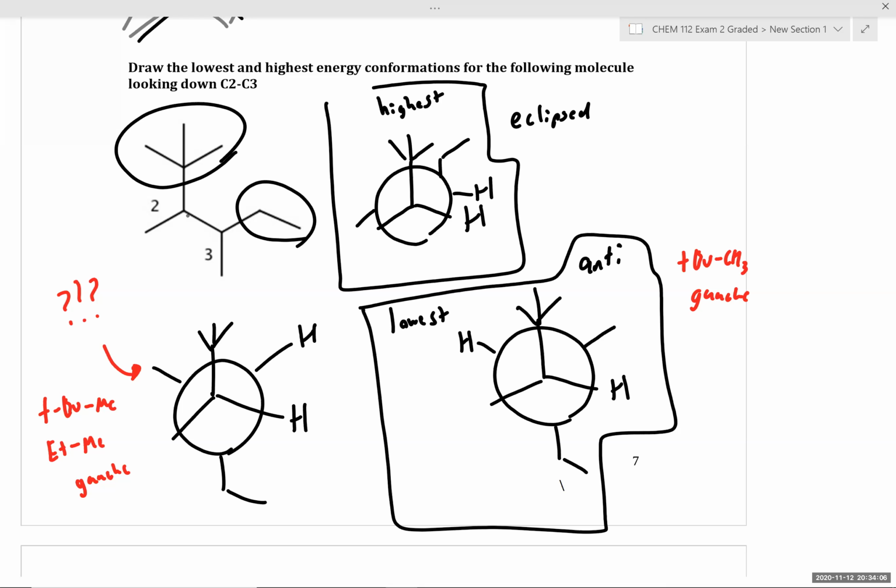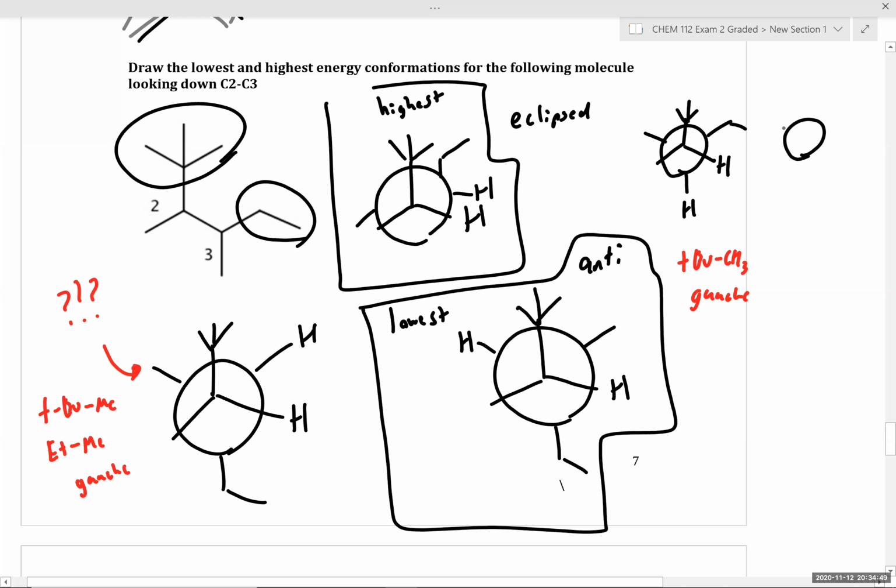What I did for mine, which I think I see the error in, was I had the t-butyl and the ethyl in gauche position, and then the two methyls gauche. I was just curious because I wasn't sure. My theory was that the t-butyl and ethyl have high strain, but the two methyls would have a lower strain than a methyl ethyl and a t-butyl methyl.